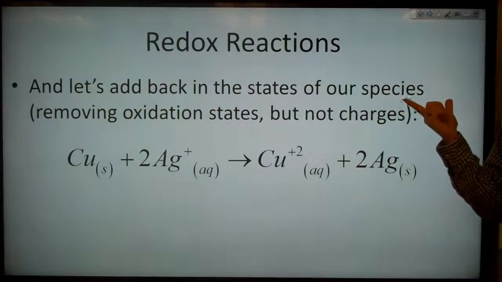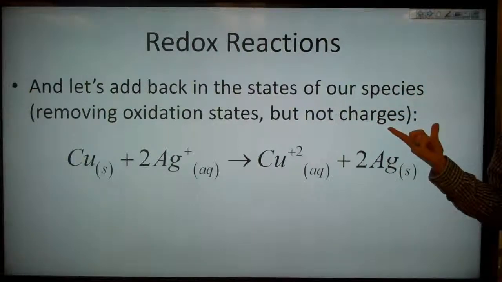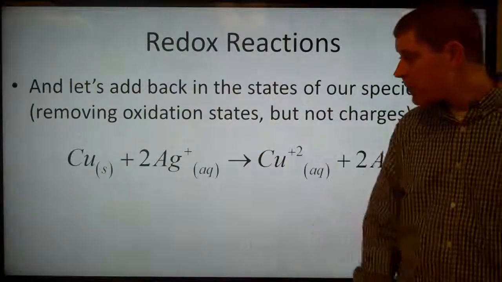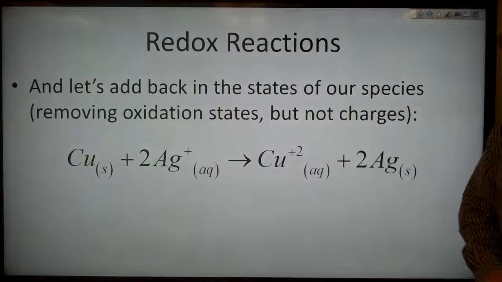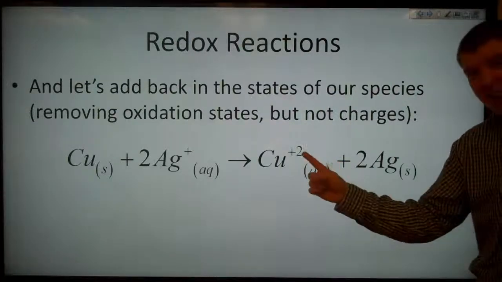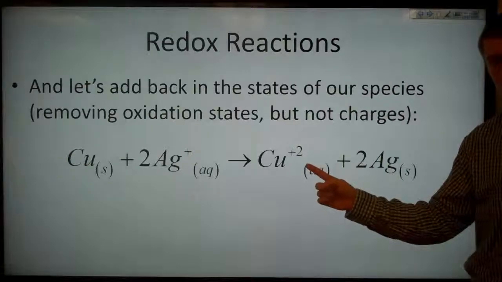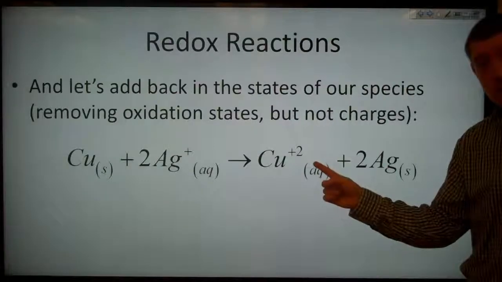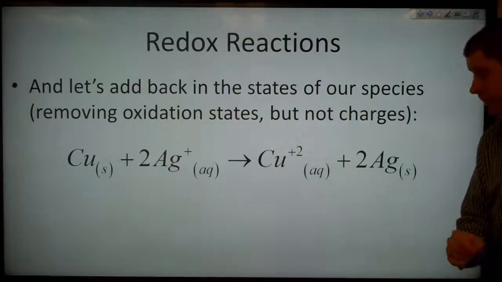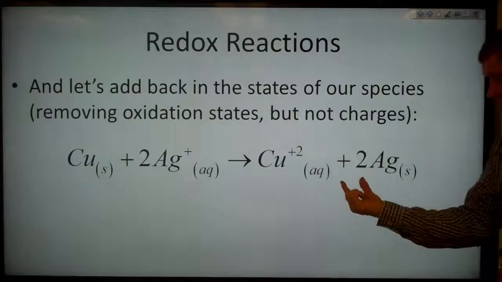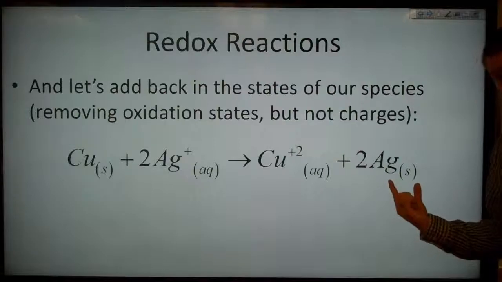And now let's add back in the states of our species, removing oxidation states but not removing our charges. So we have copper solid plus 2 silver ions in aqueous solution react to yield copper 2 plus. Again, I've written it here as +2. It really should be 2 plus, because remember that +2 indicates an oxidation state, 2 plus indicates a charge. In this case, the copper actually has a charge of 2 plus, plus 2 solid silver atoms.